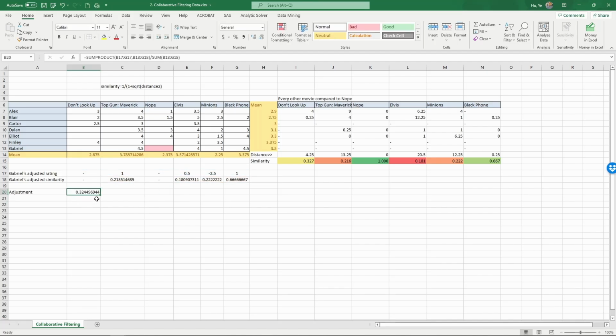So that adjustment is how much the rating would shift from Gabrielle's average. Then the final rating prediction would be equal to this adjustment plus her average rating, and then enter. So in this case, our prediction of Gabrielle's rating for Nope is 3.824. So it's a reasonably high rating. Chances are she might actually see it. That concludes the video for collaborative filtering.